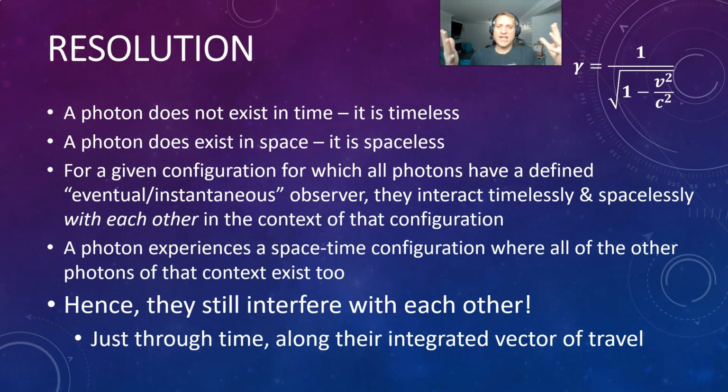So all the photons that were part of that experiment across time are still just all bunched together in one configuration for all of the photons. So they still just interfere with each other across time, right? So they interfere with each other through time along their integrated vector of travel. And this explains some of the things like the quantum eraser experiment.